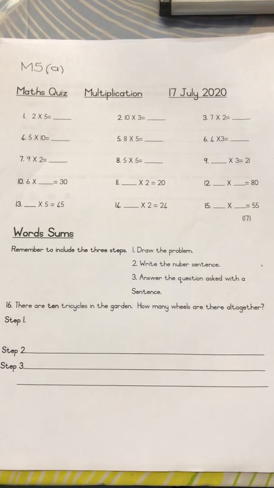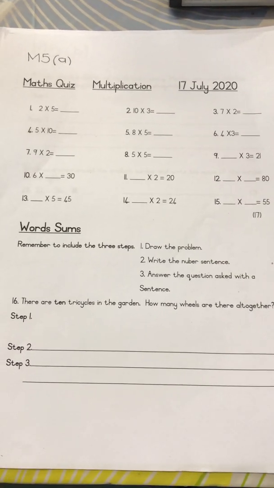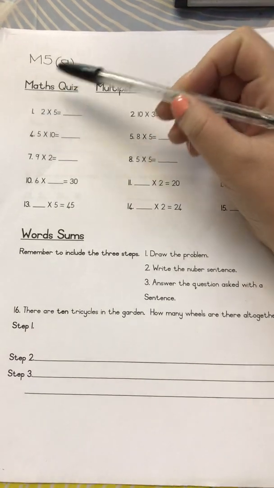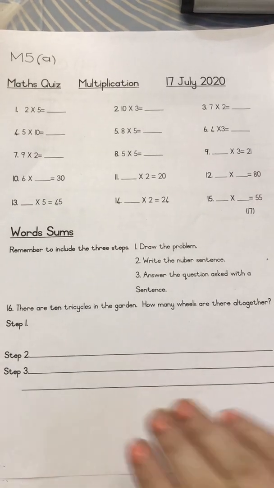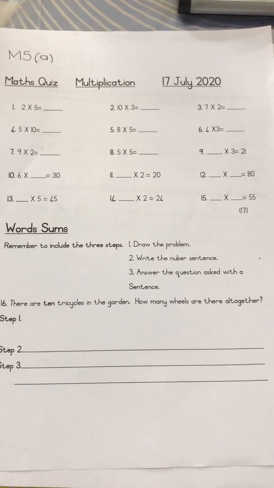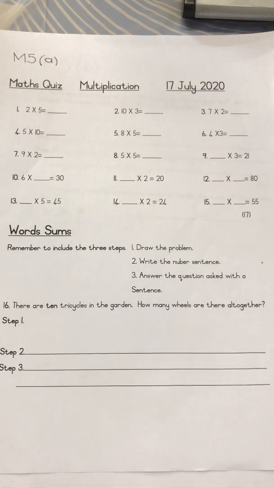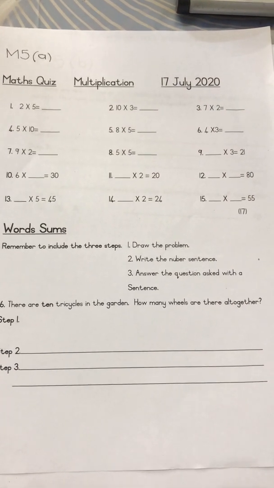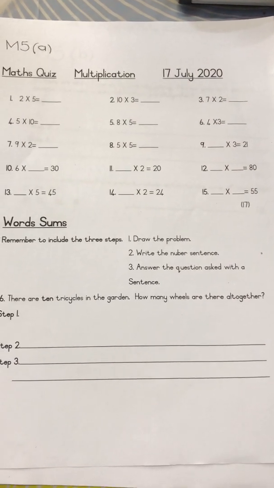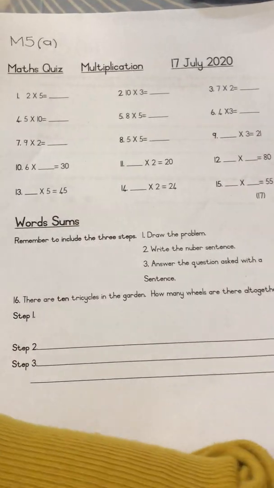Okay, I hope that you are ready for this. This is our maths quiz time. So what you need is your M5A and your M5B. Alright, what you're going to do first for me is cut them smaller and paste them in the back of your workbook after your phonics quiz. Okay, so do that for me quickly.